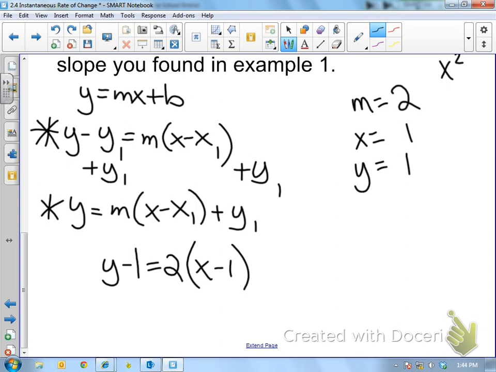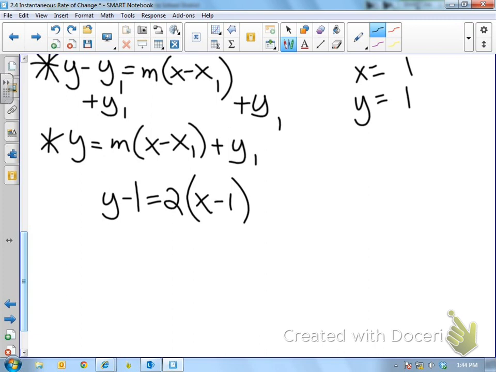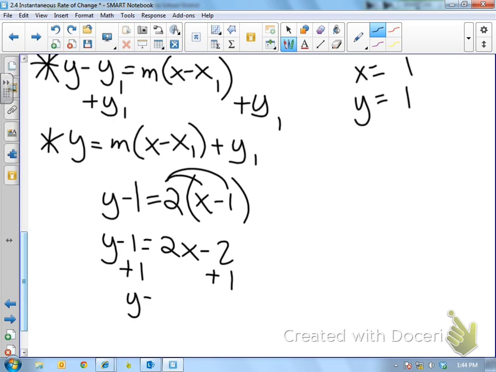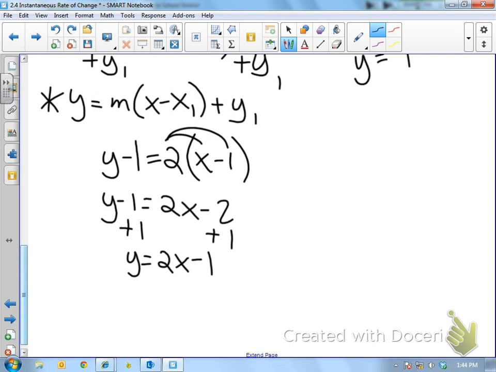We can simplify. On the AP test, usually if they say find the equation, they want it to say y equals something. So we would distribute 2, and we would add 1 to both sides. So the equation of our tangent line is y equals 2x minus 1. So let's check. Let's draw our graph and see if this looks like the tangent line.